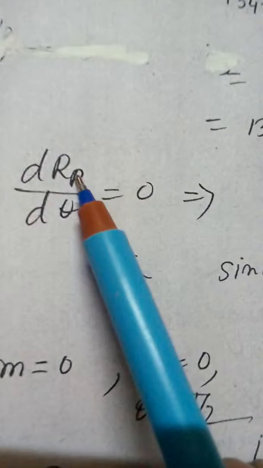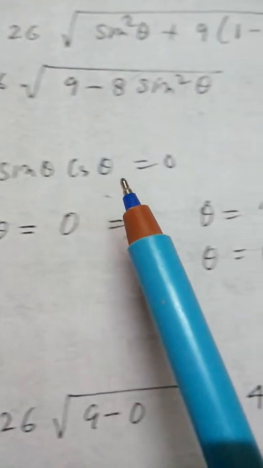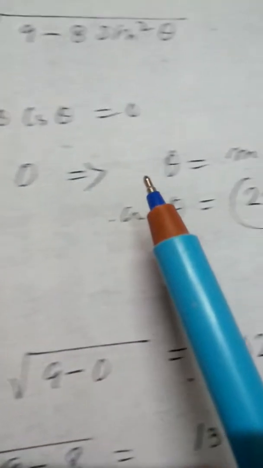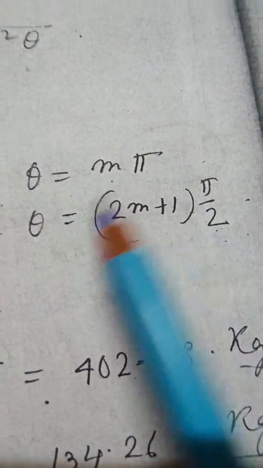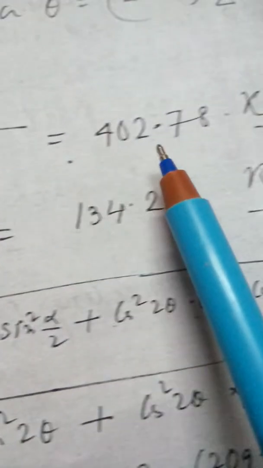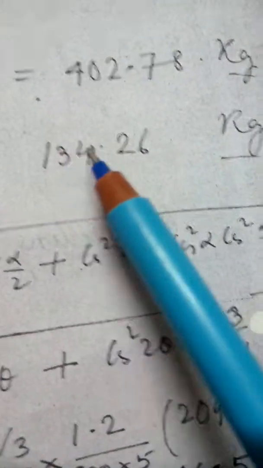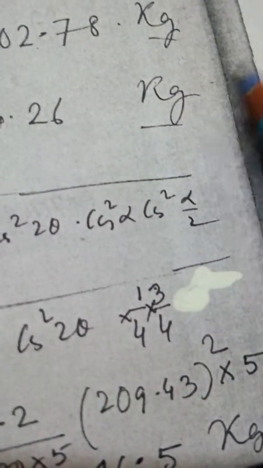Now for the maximum resultant primary, the derivative with respect to θ is equal to 0, and this comes to this. So sin θ cos θ is equal to 0. That gives the θ value as mπ, θ is equal to (2m+1)π/2, with m equal to 0. Put m equal to 0 and you get these two values. You put them into R_P: one will give the maximum and another will give the minimum. Now if you want to find the forces in Newtons, as I have already said, multiply by g.